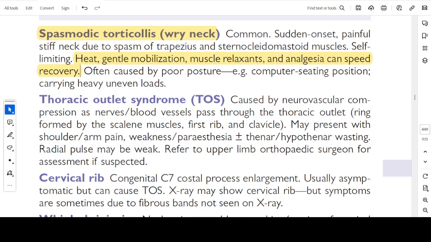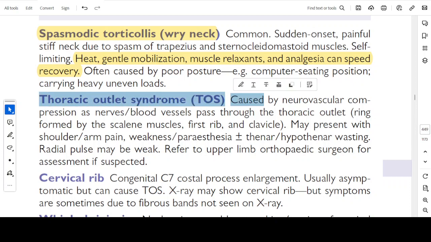So, spasmodic torticollis is spasm of the trapezius and sternocleidomastoid muscles. So, what you will do, you will give heat, gentle mobilization, muscle relaxants, analgesia. It is often caused by poor posturing, for example, computer seating position, carrying heavy or uneven loads.